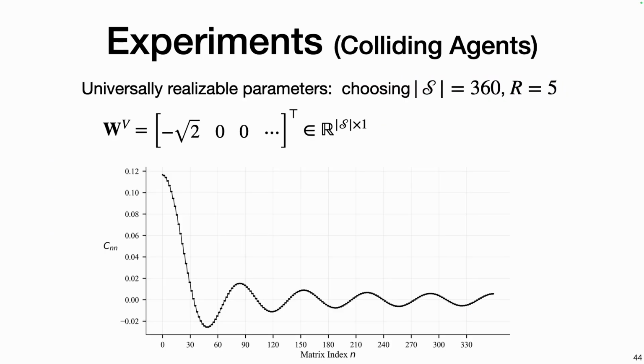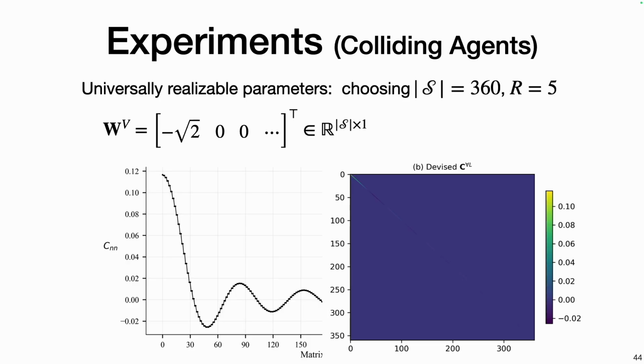For a specific domain size and radius, we derive these parameters that universally generalize to any length. Here W_V is just a vector whose first index is -√2 and the rest are 0. And C is diagonal with entries from a sinc function. And the C matrix as a whole looks like this.